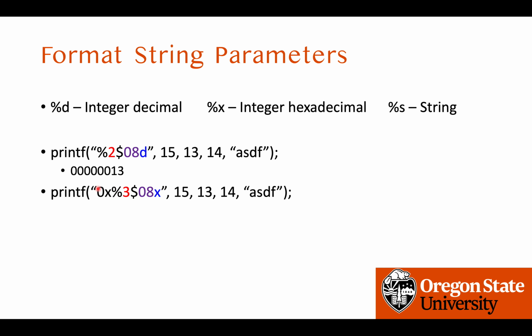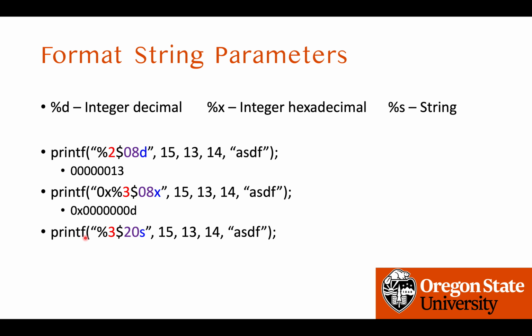And in this example, it will print out 0x and something. %3 means 1, 2, 3, so it uses 14 as the value, and x means that it will print out a hexadecimal integer. So 14 as a hexadecimal integer is d. It will print out d, padded with 0 to length 8, something like this. And this 0x comes from the heading. And then suppose we run printf %3$20s. This 20s is printing the string in length 20, but the 3 means that the third argument is used, but the %s expects an address.